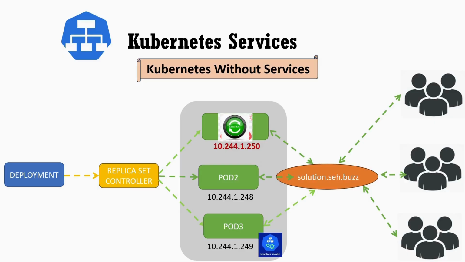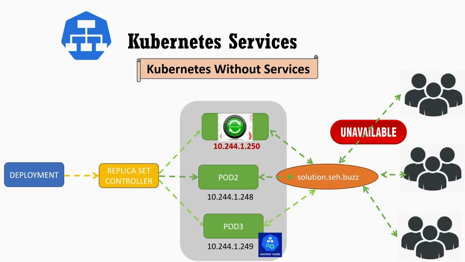But here is a big issue in this no service scenario. The new pod will always come up with a new IP. For example, earlier the pod IP was 10.244.1.247. After restarting, the new pod might have 10.244.1.250. Now think about it. Those 10 users who were accessing pod 1 using its old IP will suddenly get service unavailable or application not reachable because their traffic is still going to the old IP which no longer exists. So this makes one thing very clear. We cannot rely on pod IPs to access the application in Kubernetes.